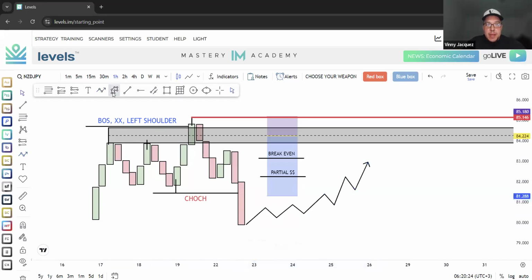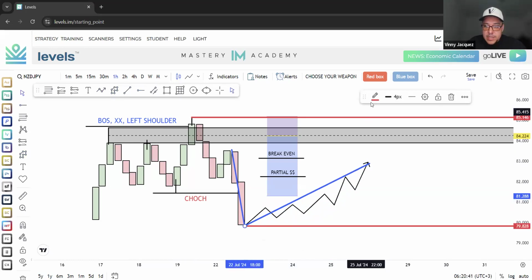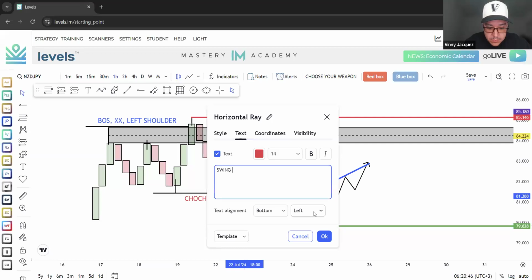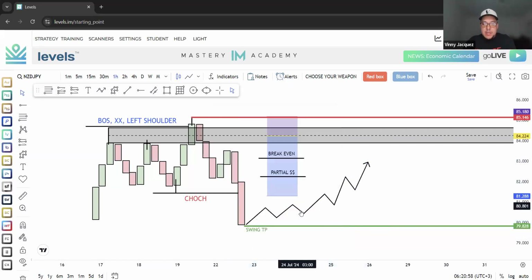As soon as the market drops down, it gives us that change of character. And as soon as it makes that U-turn and comes back up for us, guys, this is my main swing TP. Does that make sense, fam?